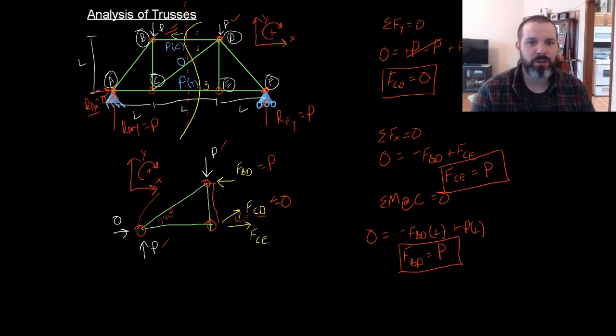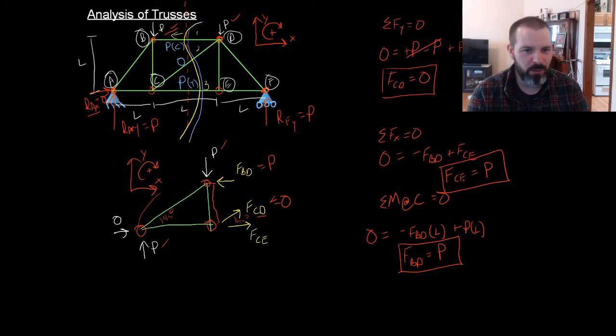So we've evaluated 3 out of the 8 members. Now, when I made this section cut, I specifically made it through 3 members because I have 3 equations of equilibrium. Knowing the 3 members in the middle, there's no other place where I can section cut 3 members and use all 3 equations of equilibrium. So at this point, instead of looking at different sections, I'm going to look at individual joints.